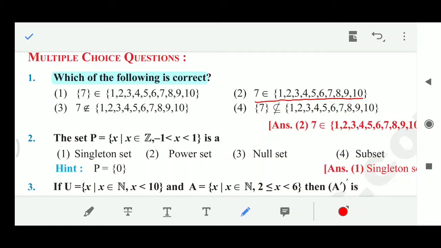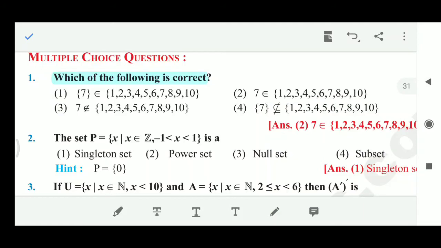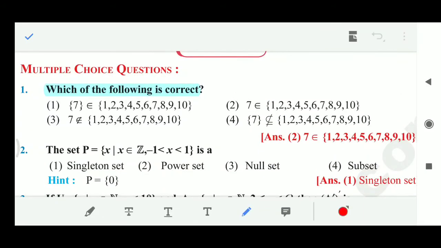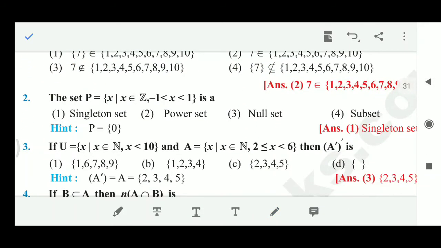The third option, "7 does not belong to," is given, which is incorrect. So the first sum's answer is the second option. Then we will move on to the second sum. The set P is equal to {x such that x belongs to Z, where x lies between minus 1 to plus 1}. Z means integers.